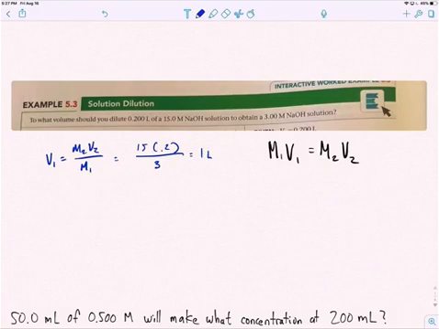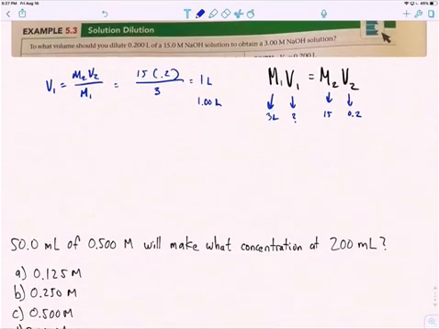Just so you know, the explicit thing here: M2 is going to be 3, this is our unknown volume, M1 is going to be 15, and V1 is going to be 0.2. And I should do it with 3 sig figs, so it should be 1.00 liters, to have the proper number of sig figs there.